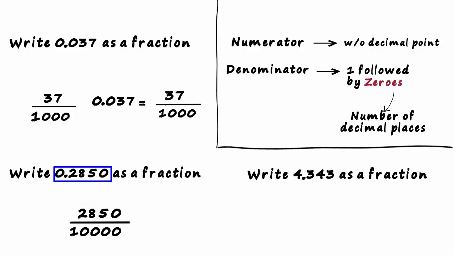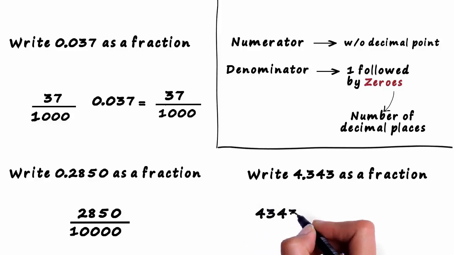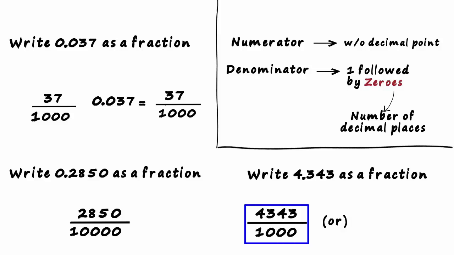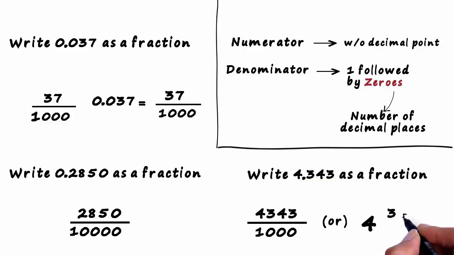Now let's try to write 4.343 as a fraction. The numerator will be 4343, and as there are 3 decimal places, we divide this by 1000. Actually, there's another way to write this as a fraction. We write the integral part separately, which is 4, and then we write 0.343 as a fraction. That can be written as 343 by 1000.